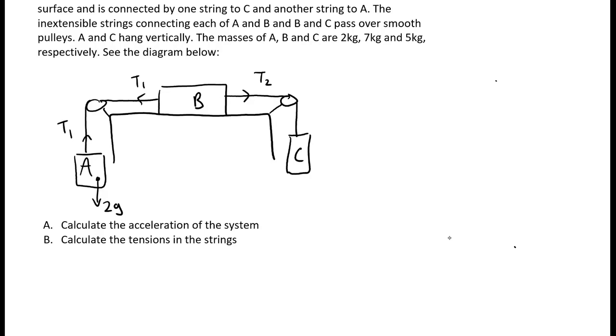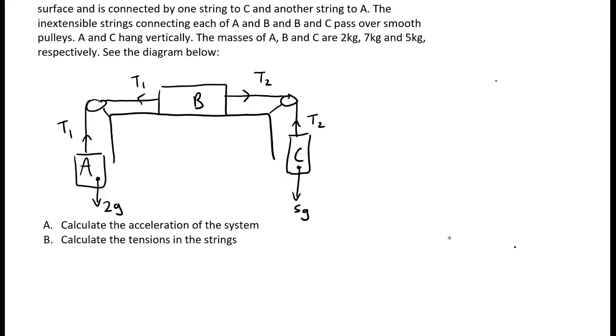It does have weight and a reaction force, but those don't contribute to its left and right movement, so we can actually get away with ignoring those in this problem. C has a mass of 5 kilograms, so it has a weight of 5G acting on it, and it has a tension T2. In this problem, because there are 2 separate strings, it's possible that the tensions are different in different strings, and therefore we can't just label all of the tensions T. They have to be T2 on one string and T1 on another string.